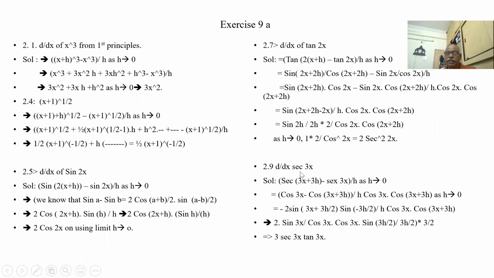Let us see dy dx of secant 3x. Secant 3 into x plus h minus secant 3x by h as h tends to 0. So this is 1 by cos 3x.